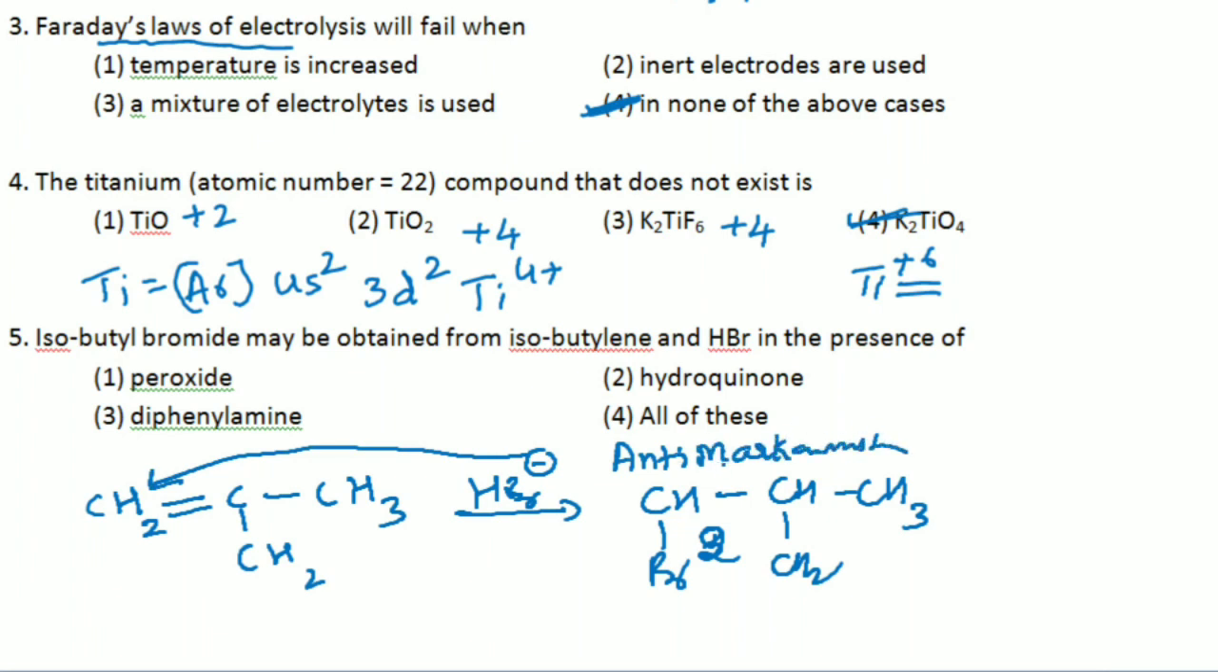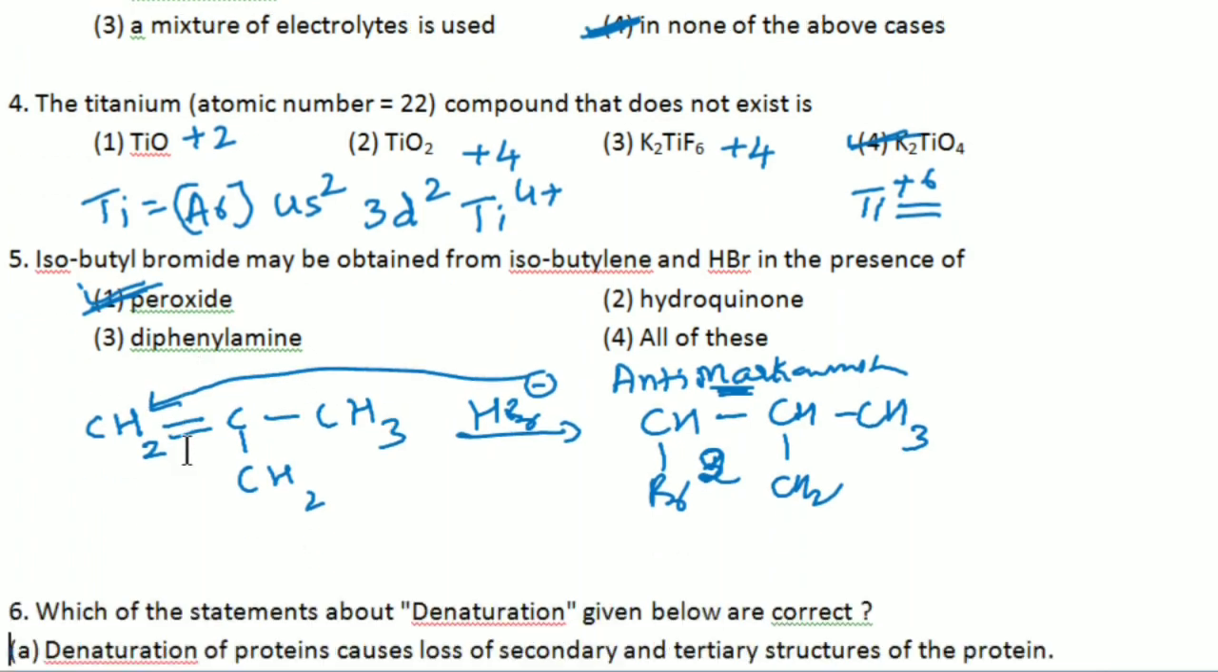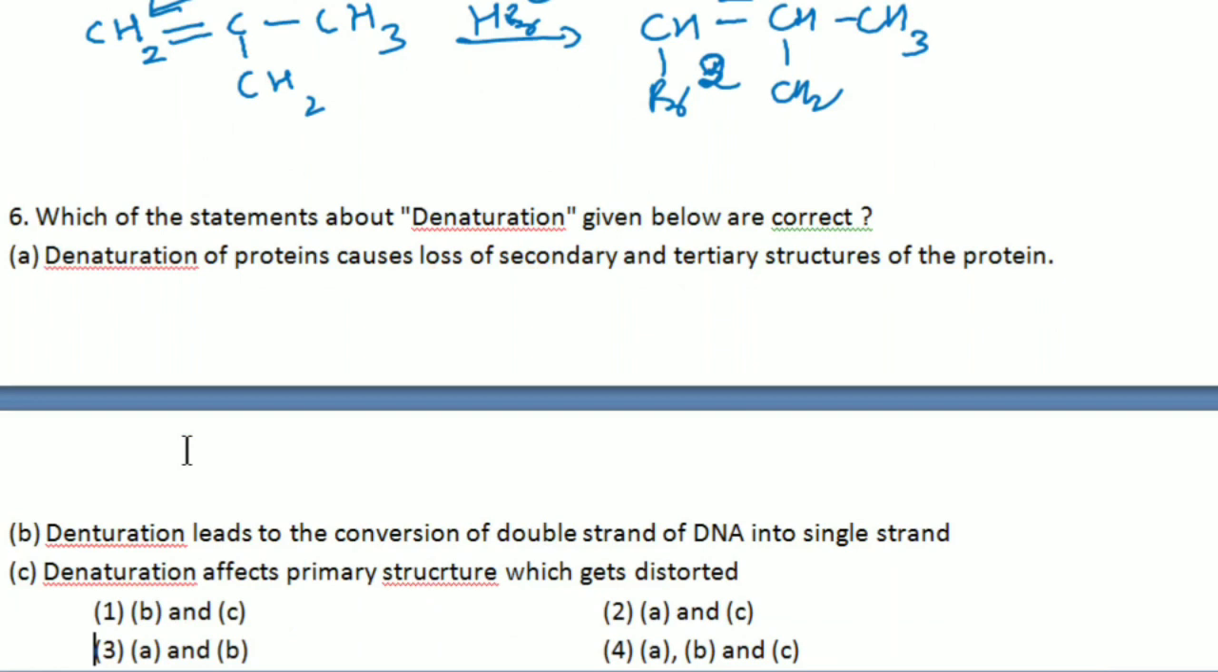Anti-Markovnikov's rule operates only when there is a presence of peroxide. Because of that reason, the answer for this question is 1, peroxide. So basics should be very strong. That is very, very important in this case.